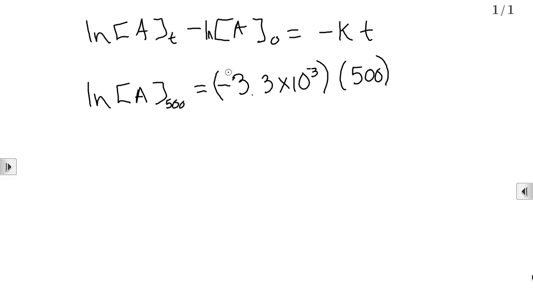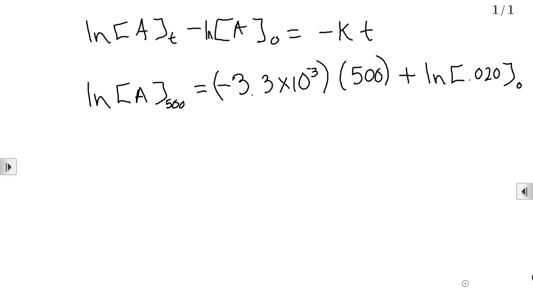Now, remember, I am going to add this to this side, so plus the natural log of the initial concentration. And this little 0 means at the beginning. Does that make you feel a little bit better? In your calculator, you can simplify every little bit of this, and that's exactly what I would do first. So go ahead and simplify the right-hand side.